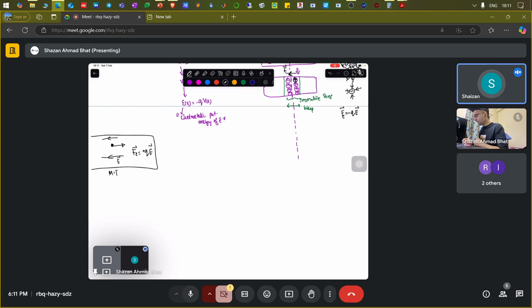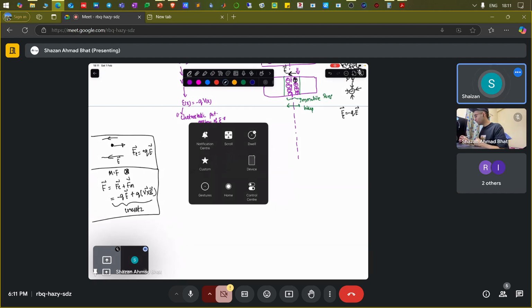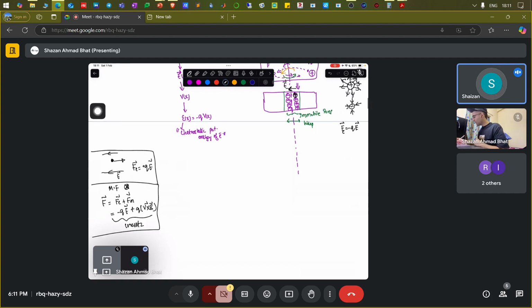If there is a magnetic field present, then the overall force will be equivalent to the electric force plus the magnetic force. Electric force will be minus q times E plus magnetic force will be q times V cross B, where B is the magnetic field. Let's say the magnetic field is going inside. So this is something called the Lorentz force. That is just from your basic physics, just recapitulating what you know from the basic 10 plus 2 level. That is the force with which electrons will try to go in the opposite direction, and the holes will feel the same force in the same direction, because we consider holes to be positively charged. So that is going to be the scenario.